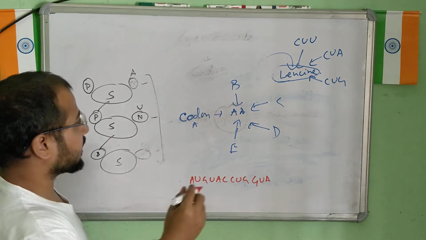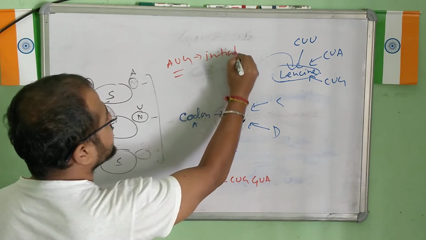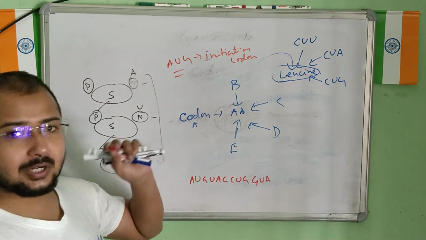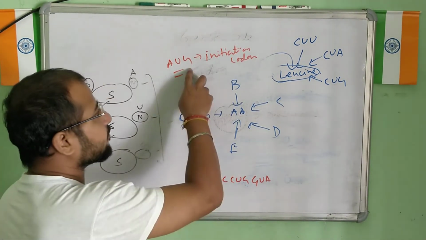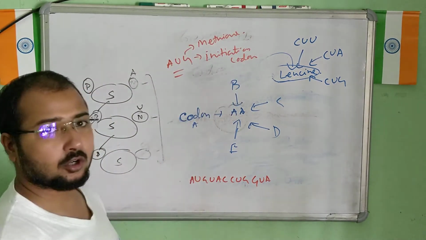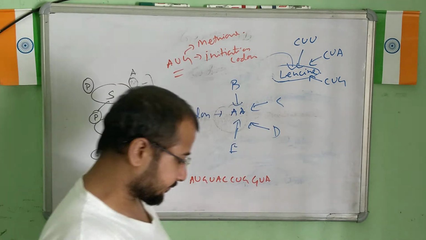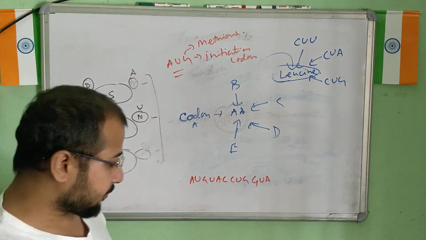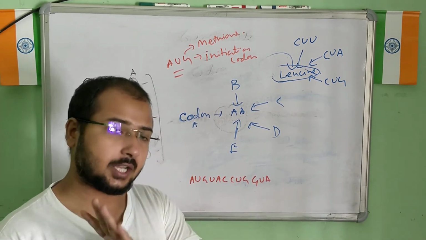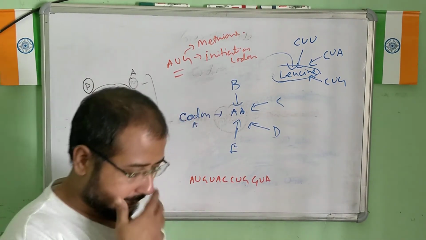AUG, which I have mentioned earlier, is a codon known as the initiation codon. It starts the process of protein synthesis by coding methionine. So these are the two important properties of AUG: it is the initiation codon and it codes the amino acid methionine. Stop codons I have also discussed, with three stop codons: UAA, UAG and UGA. These are all the different properties of the genetic code. I hope you understood this.